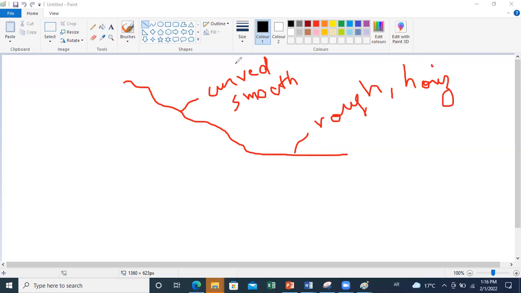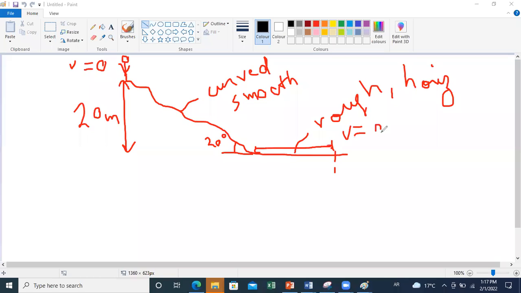Okay, now they told us that the height between the top level and the horizontal line is 20 meters. The angle of inclination here is 20 degrees. And the initial velocity: the skier starts from the top at v equals 0. The question is to find the total distance moved on the horizontal part before coming to rest. So at this point here, the velocity again will be 0. And the coefficient of friction is given to be equal to 0.21. It's a kinetic friction coefficient.